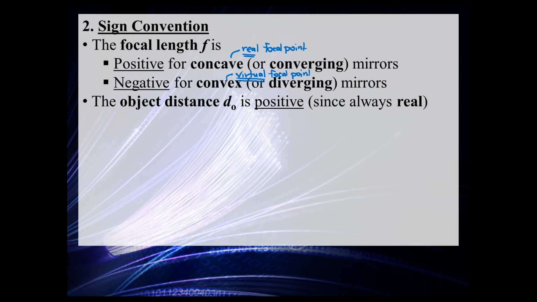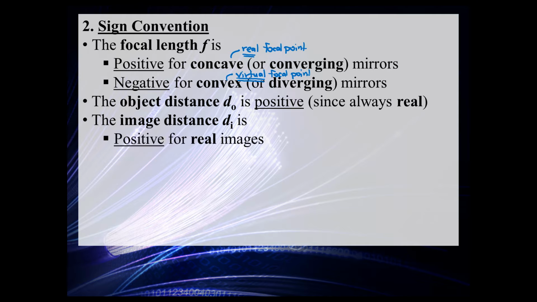The object distance, the distance from the vertex to the object, is always going to be positive because your object, well, it's real. The image distance is positive if the image is real. So again, that's staying consistent with the notation I introduced for the focal length. And it's negative when we're dealing with a virtual image.